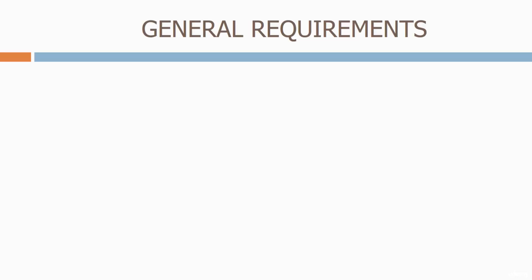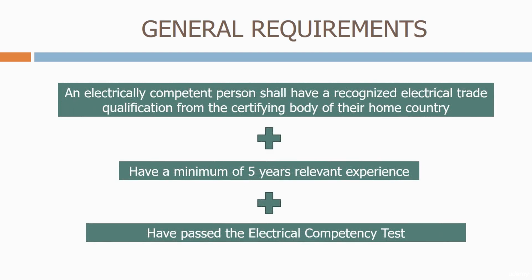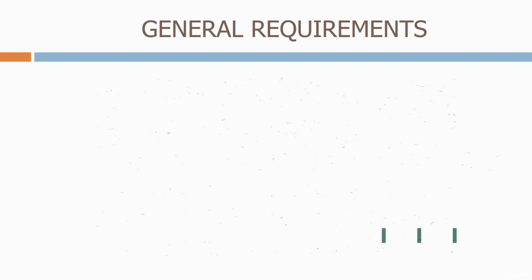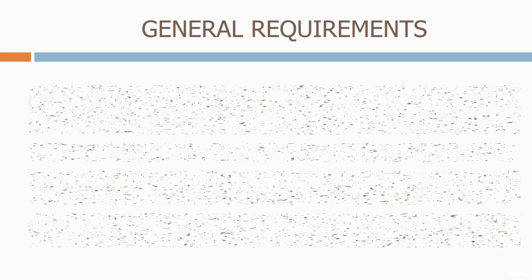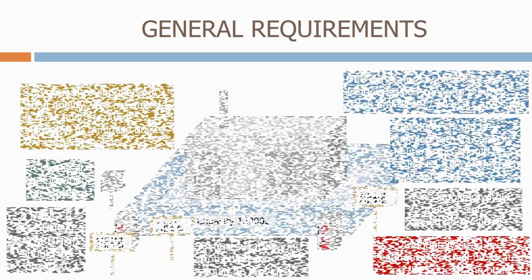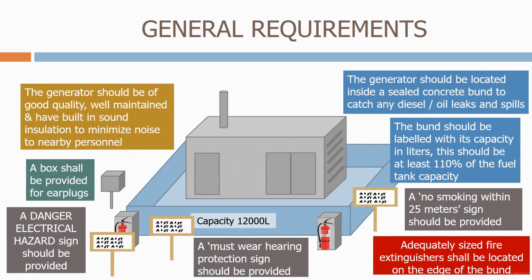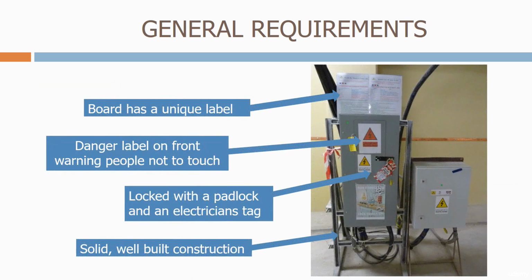We start by looking at the general requirements for the construction site electrical system. This includes defining what a competent person is, and the design documentation required on site. We then go on to how we inspect electrical site equipment, and we go through some examples of good and bad practice. We then look at how we install an electrical site system, starting with a generator compound, then going on to how we install the LV boards.